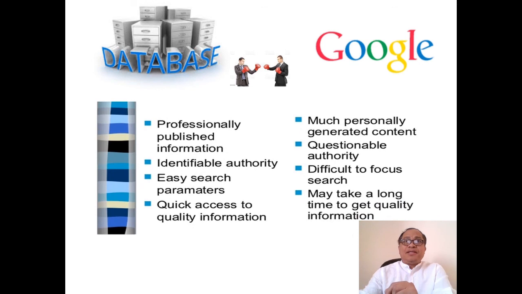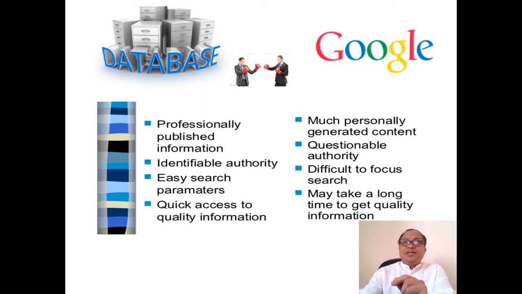Now, here are their differences. At the database, at the left side, publications are usually professionally done. However, in Google, it's more on personal information. And in a database, there is an identifiable authority. In fact, you can see their emails, you can contact them. Whereas in Google, sometimes the authority or the author is anonymous. There's no particular writer. And in the database, there are some search parameters that we have to use, and that's what we will be talking about on the next slide.